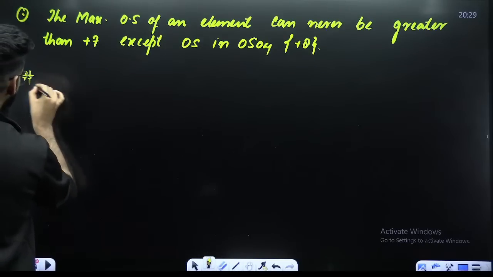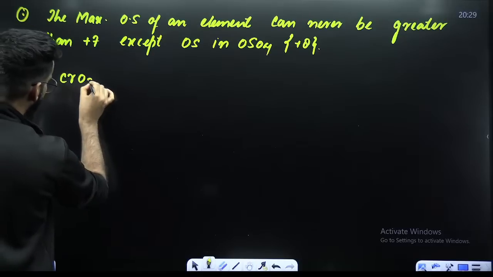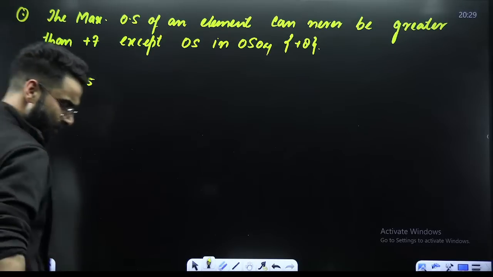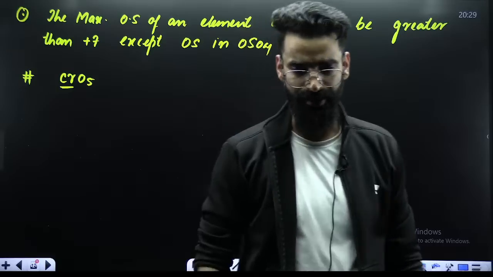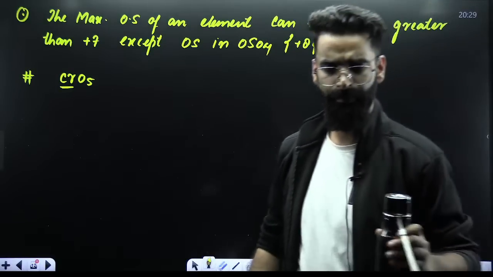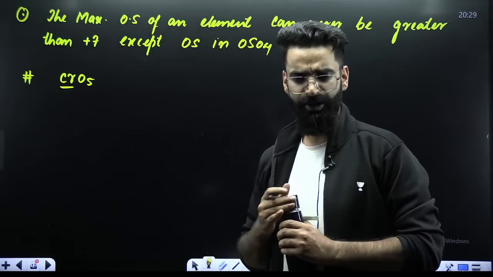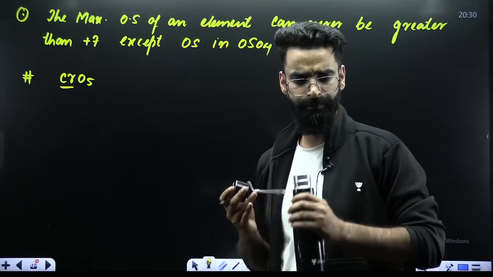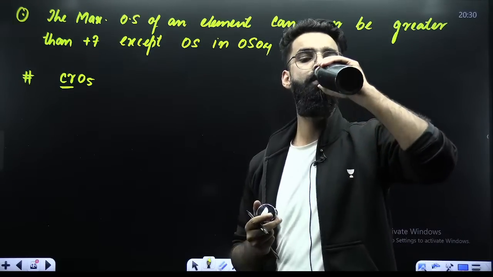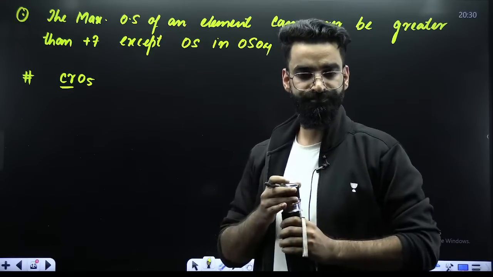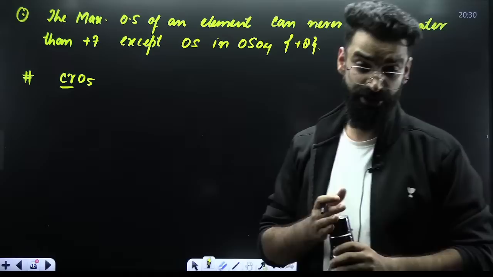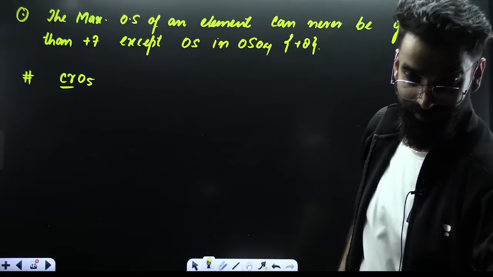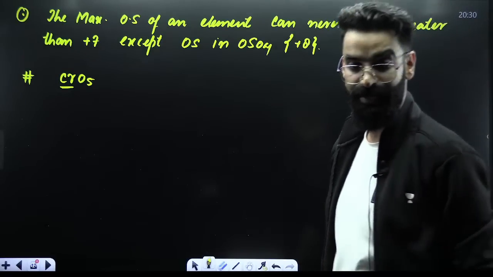For example, people, I'm giving you the compound CrO5. And I am asking you to calculate the oxidation state of chromium here. Will you be able to do it? Will you be able to calculate the oxidation state of chromium here with the help of the formula which I gave you? You should be in a position to do that.